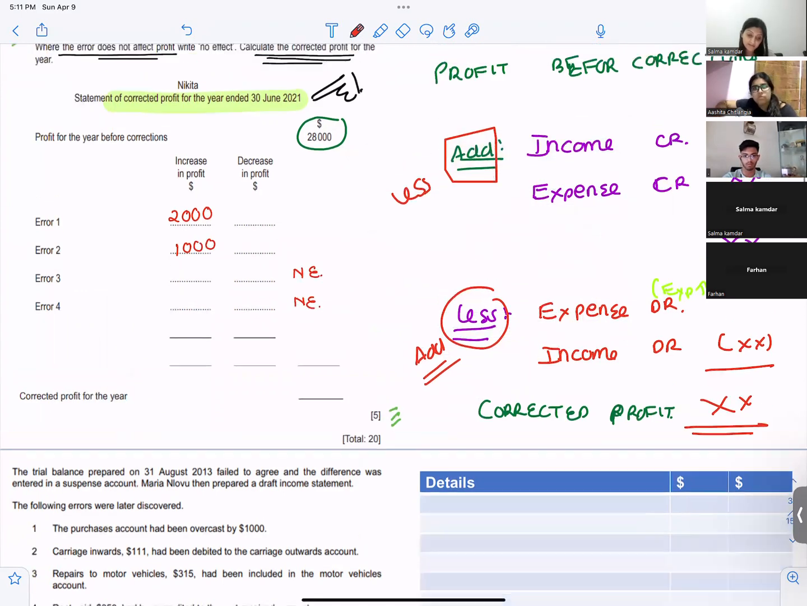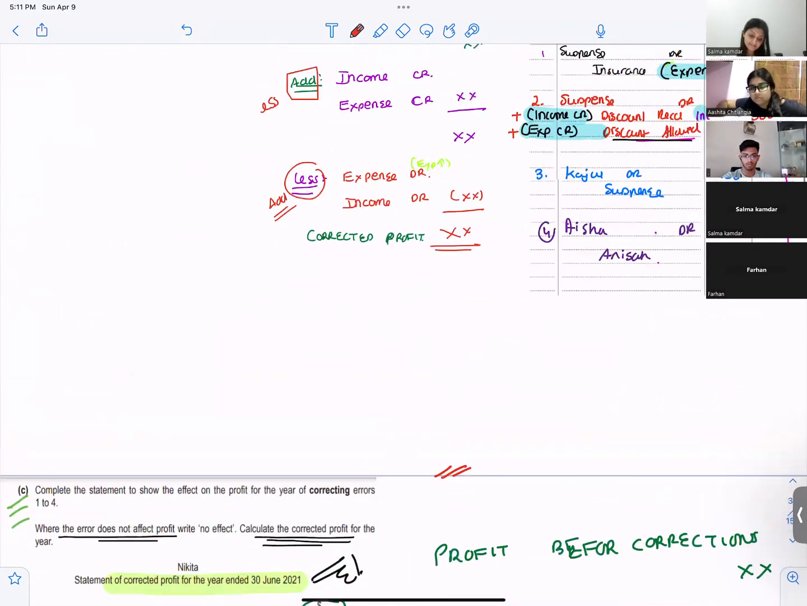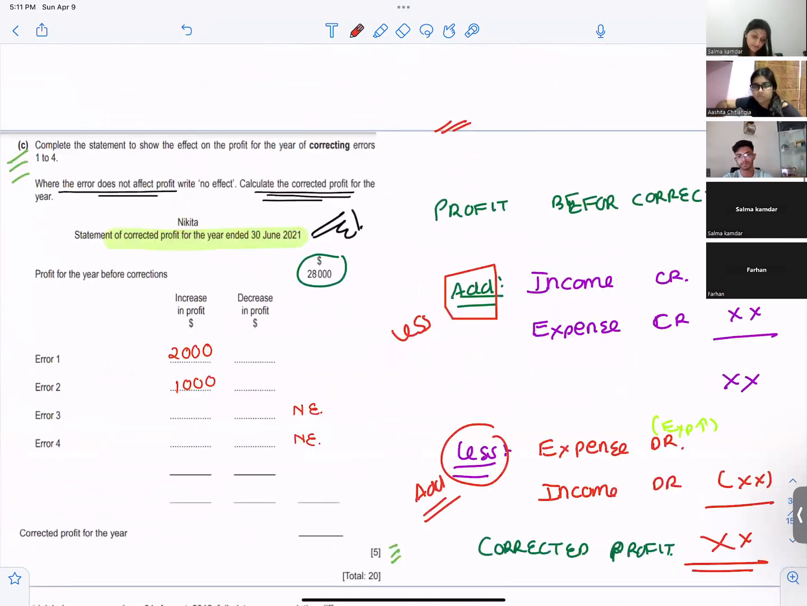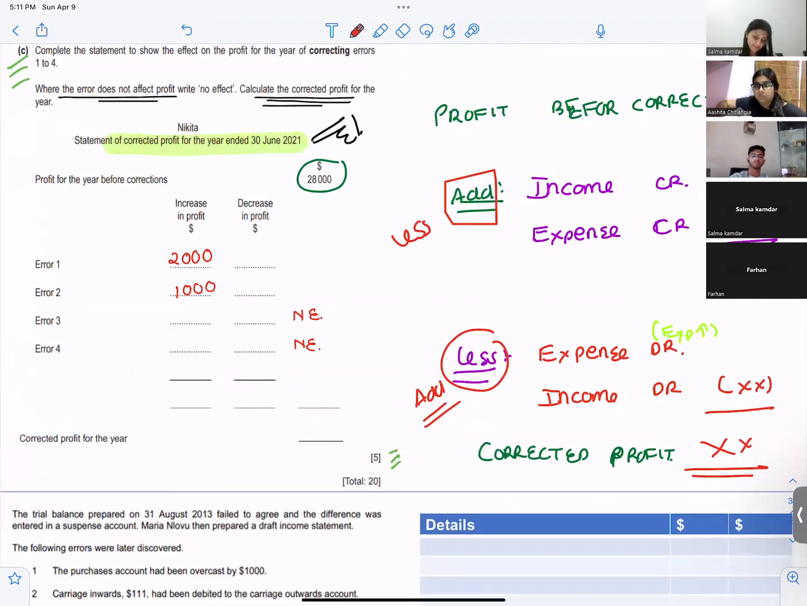Are you with me? Okay. So when you're doing your corrected profit, you will increase your profit by 3000. Decrease your profit by nothing. So net effect is you are going to increase and you're going to have a corrected profit of 31,000. Understood.